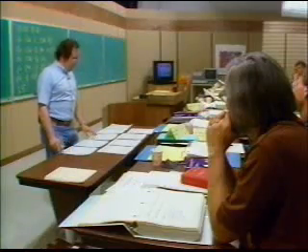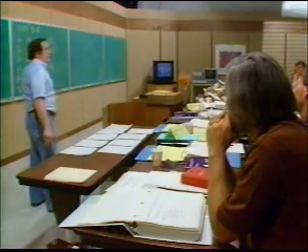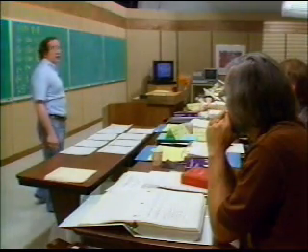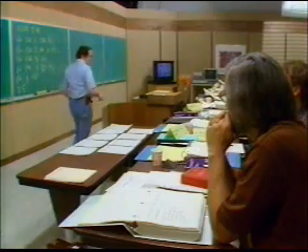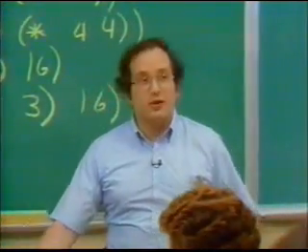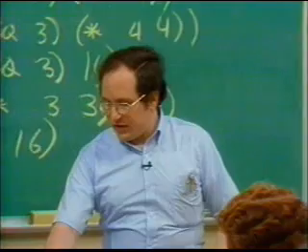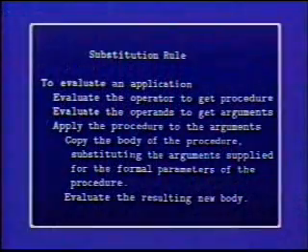Okay? Now, of course, I made a specific choice of the order of evaluation here. There are other possibilities. If we go back to the telestrator and look at the substitution rule, we see that I evaluated the operator to get the procedure, and I evaluated the operands to get the arguments first, before I do the application.